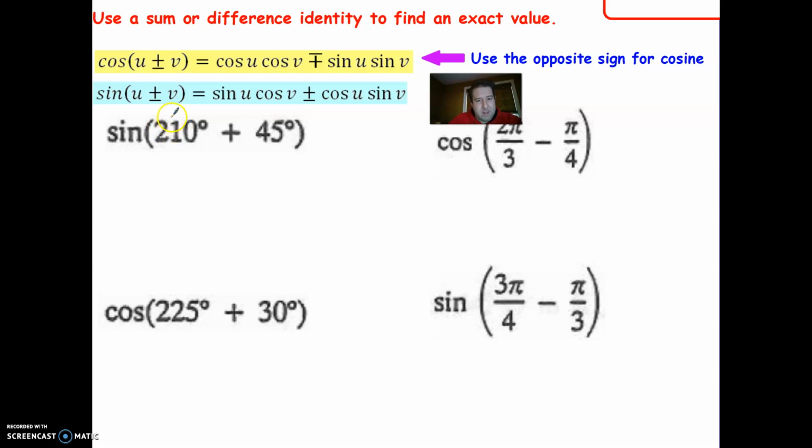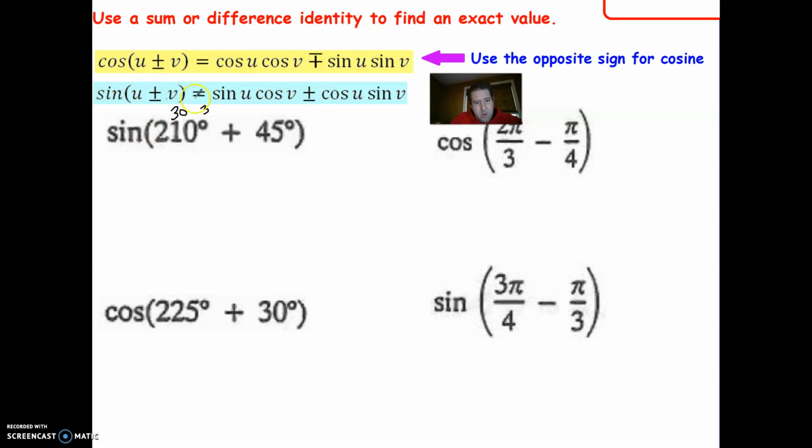A couple things I'm going to mention beforehand. Remember, 210 degrees is actually a 30-degree angle in the third quadrant. And a 45-degree angle, well, obviously is a 45-degree angle in the first quadrant. I like to write that up there so it's in the third quadrant, because if it's sine in the third quadrant, just keep in mind that it's going to be a negative answer.